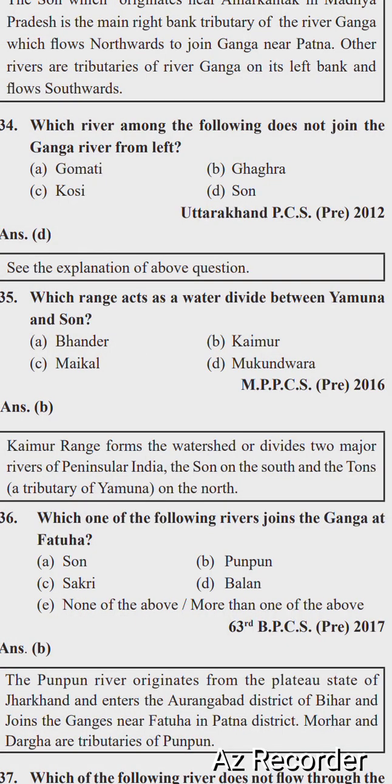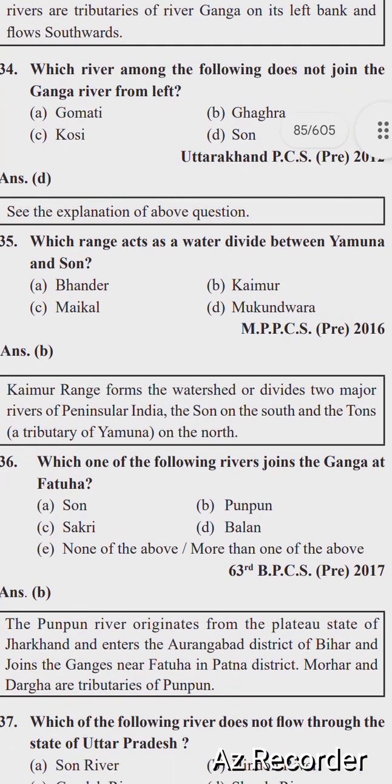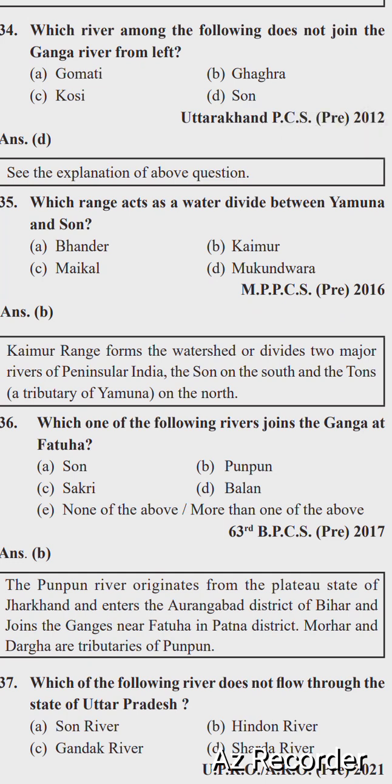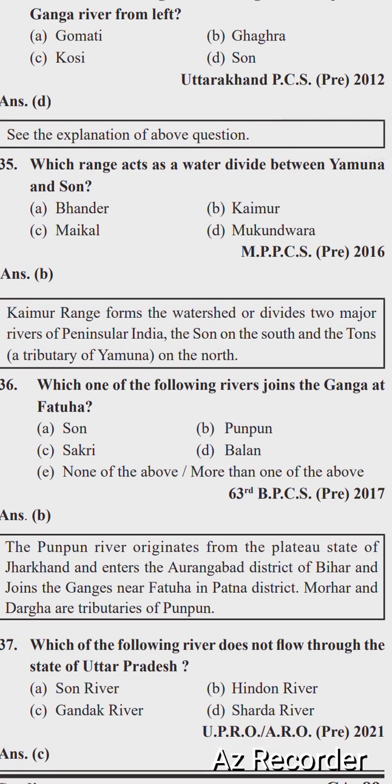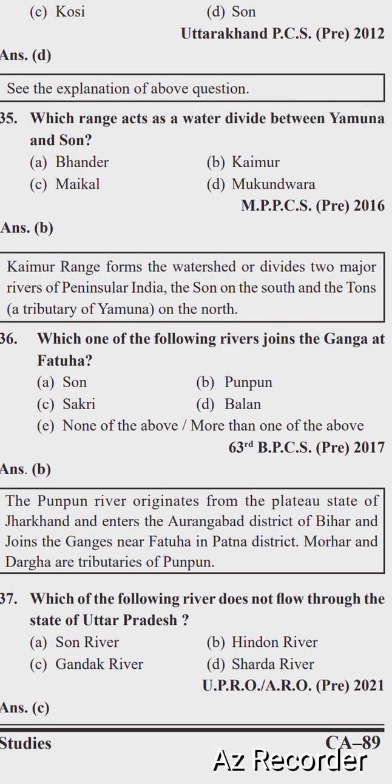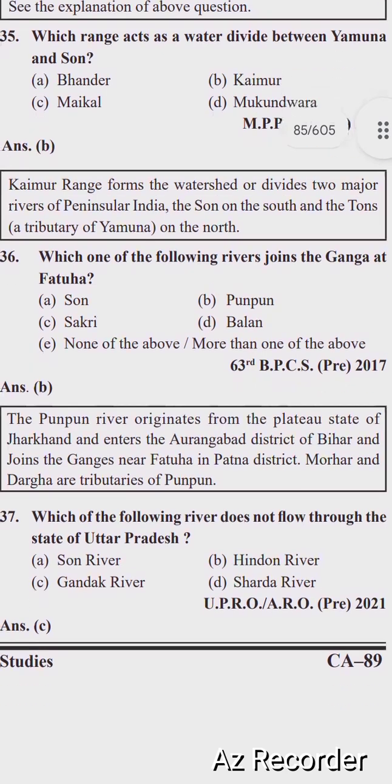The Kaimur range forms the watershed that divides two major rivers of Peninsular India, the Son on the south and the Tons on the north. Which one of the following rivers joins Ganga at Fatuha? Option A Son, option B Punpun, option C Sakri, option D Balan. The right option is B, Punpun. The Punpun river originates from the plateau of Jharkhand, enters Aurangabad district of Bihar and joins Ganga near Fatuha in Patna district. Morhar and Gardha are tributaries of Punpun.